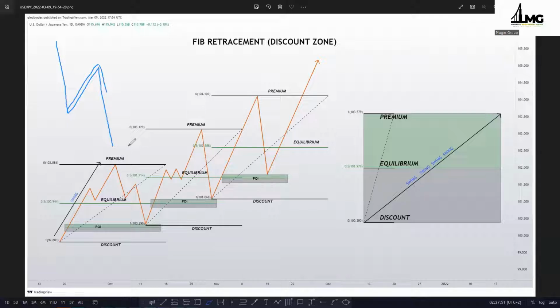If price is discounted, it becomes cheap. It becomes oversold. Everybody's selling it. What do we see? We see price getting more value by pushing to the upside. So in this video, I'm going to show you how to identify the areas of premium and the areas of discount, to help you know whether price is expensive or cheap.